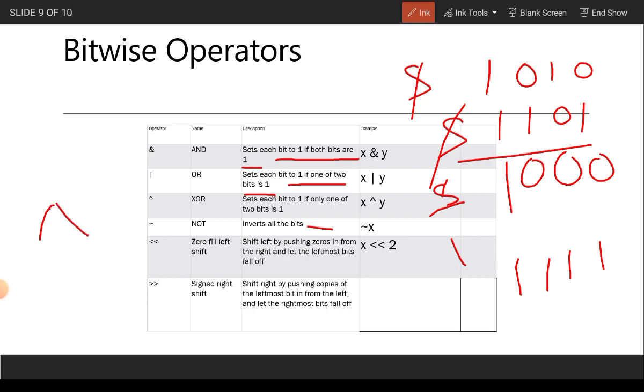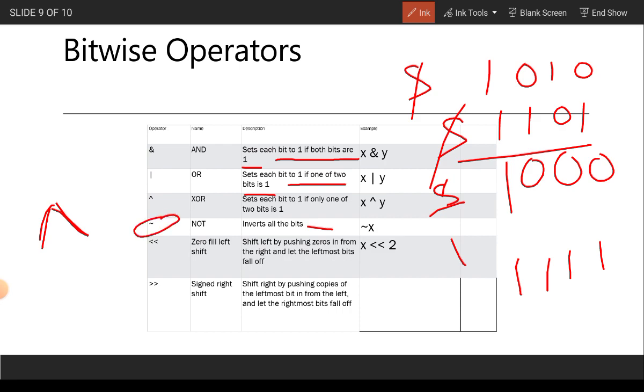And XOR, whose symbol is this caret sign, sets each bit to 1 if only one of the two bits is 1. If both are opposite bits, it gives 1, otherwise it gives 0. If both are the same, it gives 0, otherwise it gives 1. And this inverts all the bits.